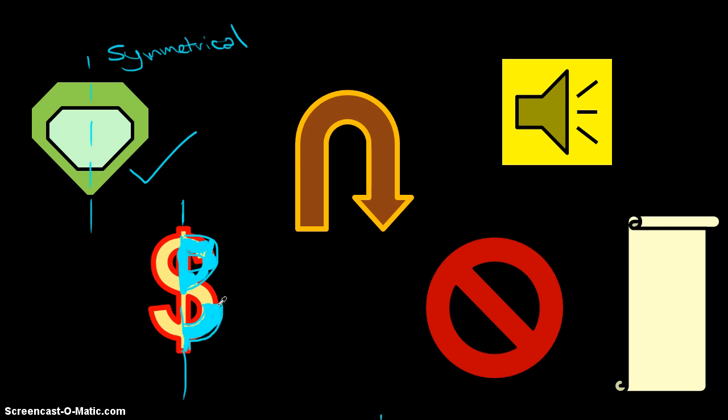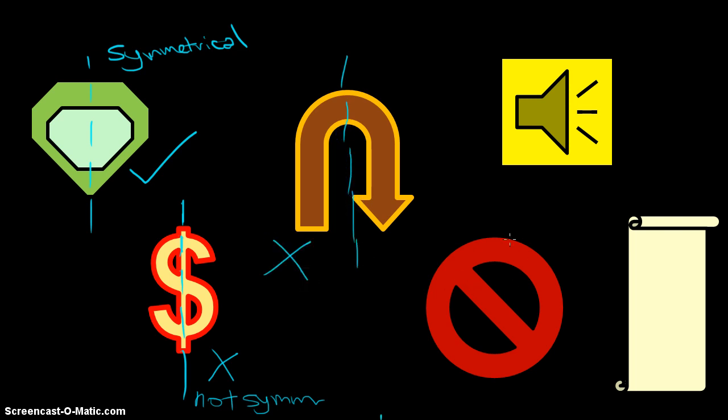This is not, and this is not symmetrical. What about this U-turn sign? However you cut it, it's not symmetrical. So this is not symmetrical. This, is it symmetrical? Yes. Why? Because I can cut it this way. I'm just going to go through quickly because I'm running out of time. This is symmetrical. Is this symmetrical? Yes, it is symmetrical this way.